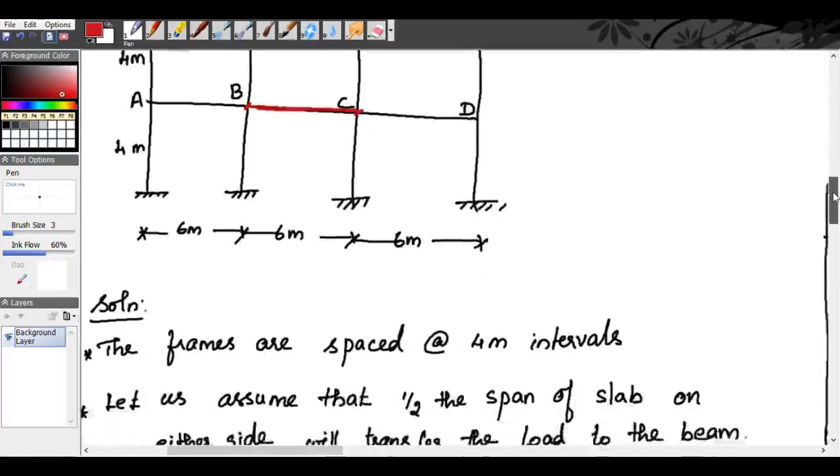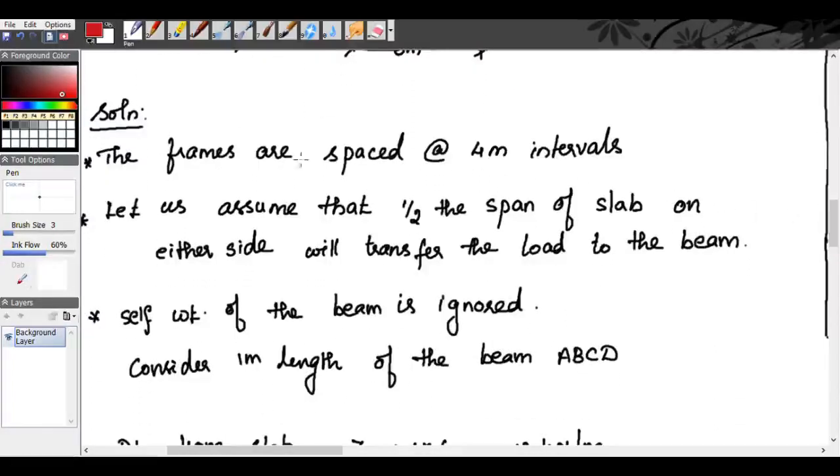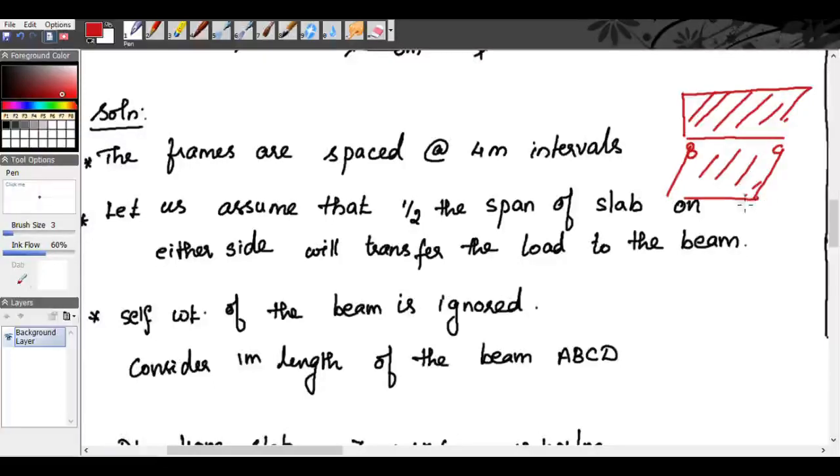So it is given that the frames are spaced 4 meter interval. So let us assume that half of the span of the slab on either side will transfer the load to the beam. So in order to calculate the live load and the dead load, we assume that half the span of the slab on either side will transfer the load on the beam. So this is the beam BC and this may be the slab. Here at this side also we have the slab.